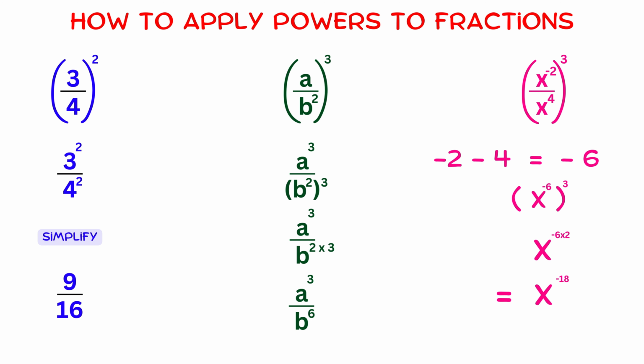Meaning we've now got x to the power of minus 6 inside the bracket, and the whole thing is still going to be raised to the power of 3. So to finish, we just do x to the power of minus 6 times 3, which equals x to the power of negative 18, and that's everything for this video.